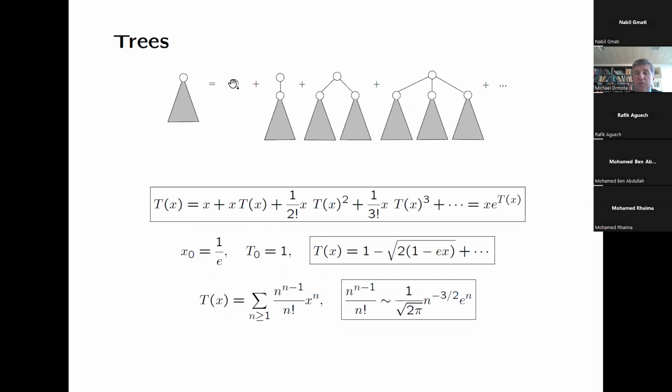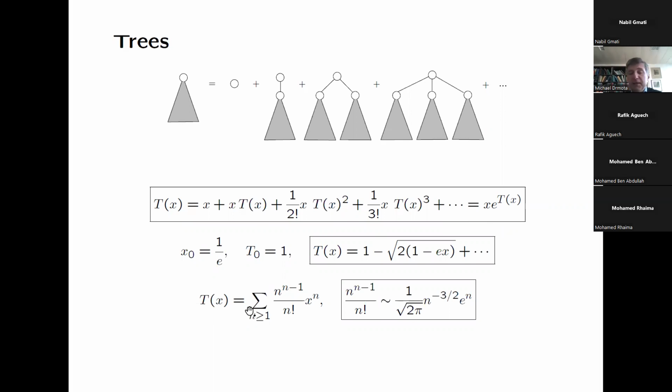You have either one vertex, so this relates to x. You have either one vertex and one subtree, that relates to x times t of x, and so on and so forth, which gives you here, as I mentioned before, a functional equation for this generating function. That is, t of x equals x times e to t of x. And of course, from this functional equation, you can get back these numbers by evaluating the coefficients.